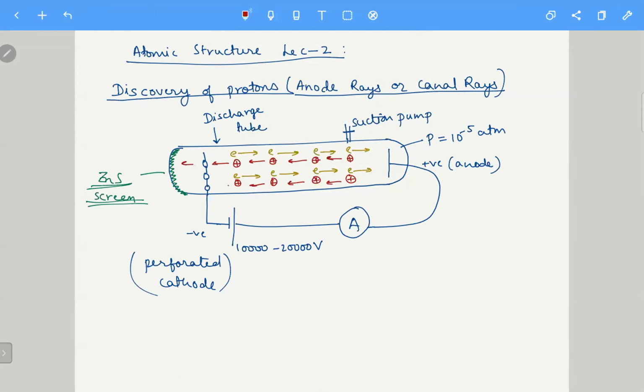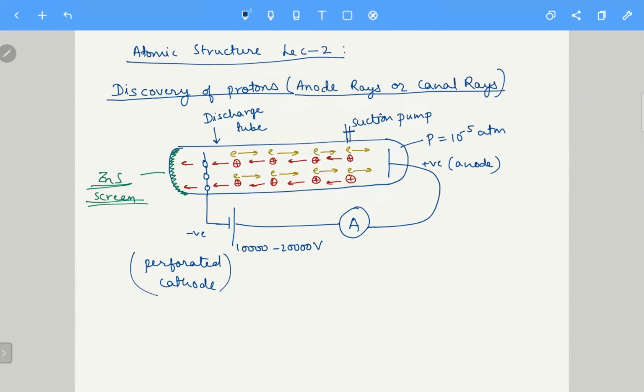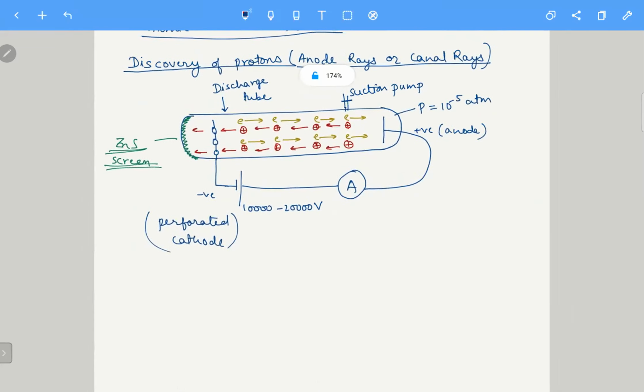These positive particles cross the perforations in the cathode, and they produce a glow on the fluorescent screen behind the cathode. So while studying the anode ray experiment, all the focus was towards the cathode end. Now the properties of anode rays were also studied, and we'll summarize the properties of anode rays.